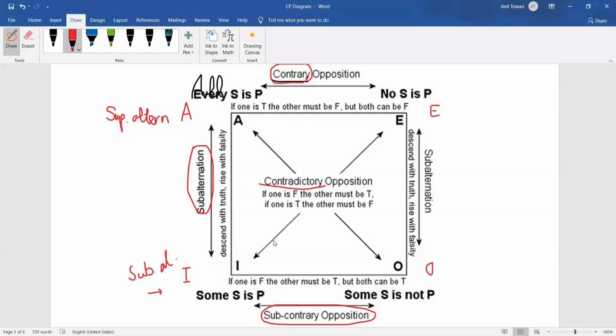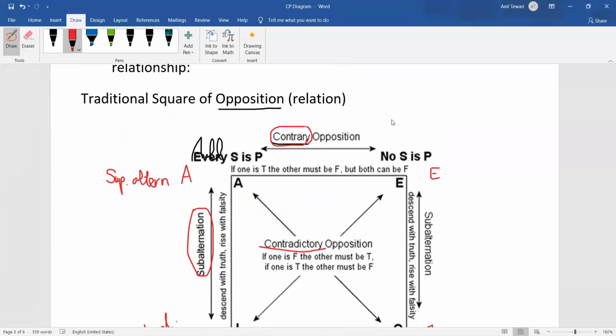So this is a completely contradictory relationship. E contradicts I, I contradicts E. A contradicts O, O contradicts A, right? This way, we understand the relationship between all these four propositions, and these are the proposals coming from the Greek thinker Aristotle, and his followers proposed the square of opposition, and this is called the traditional square of opposition.